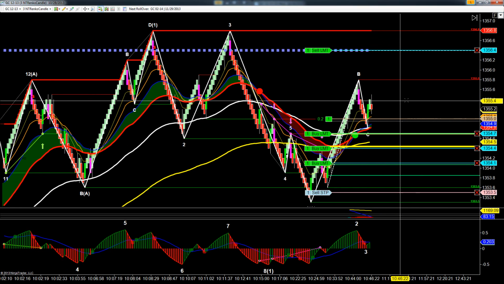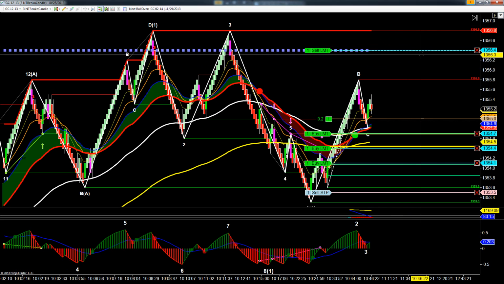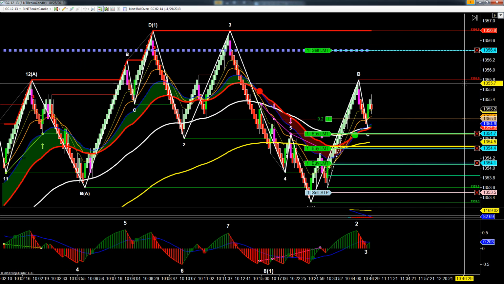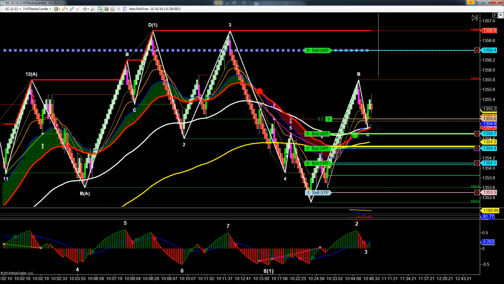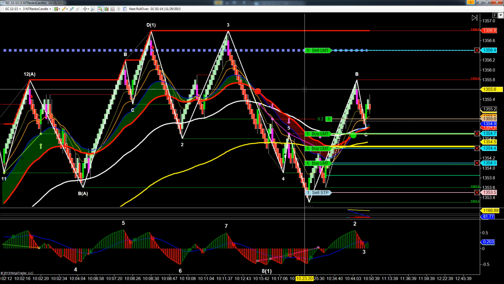As of right now, we've got our first entry at 55, looking for an overall target of 56.4. And if we break these highs and get to at least 55.9, the stop is going to go down to, let's see, 54.7. Once we get a little bit more price action here, we'll come back.